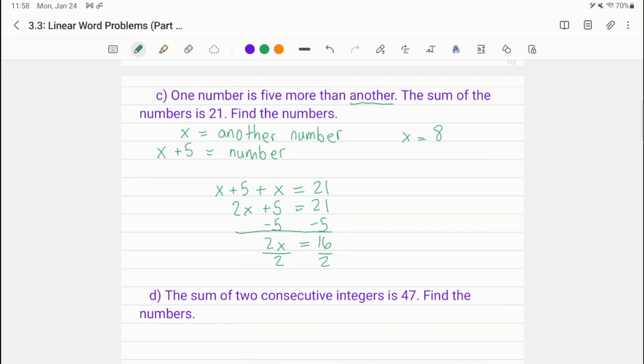Now, notice how I said find the numbers, plural. So this isn't our only answer. We also need the original number. So x plus 5, well, that's the same thing as 8 plus 5, which is 13. So the two numbers here are 8 and 13.